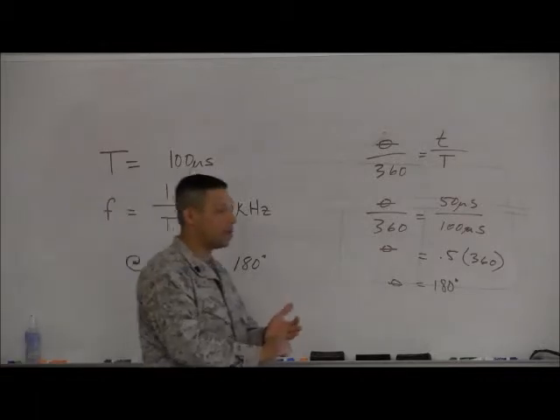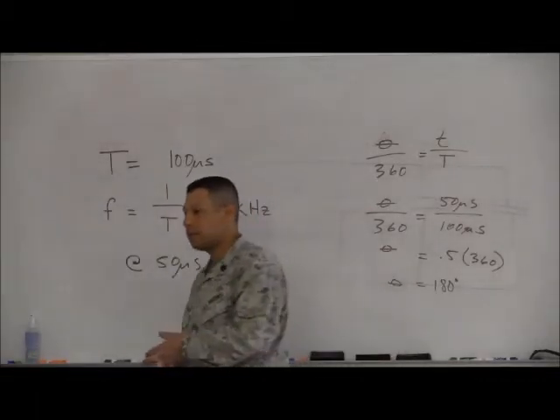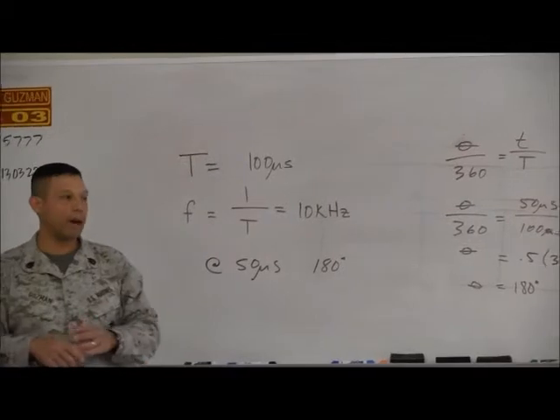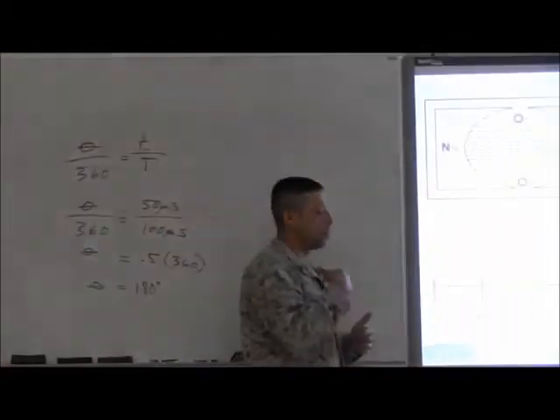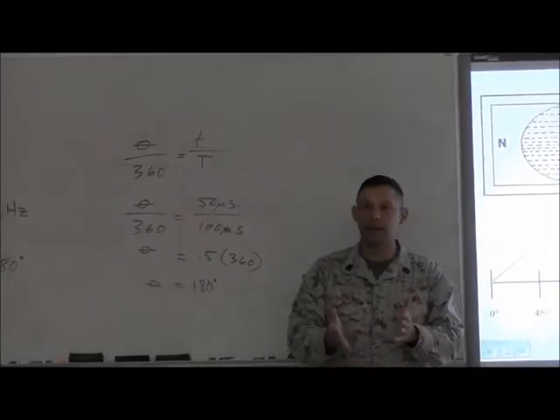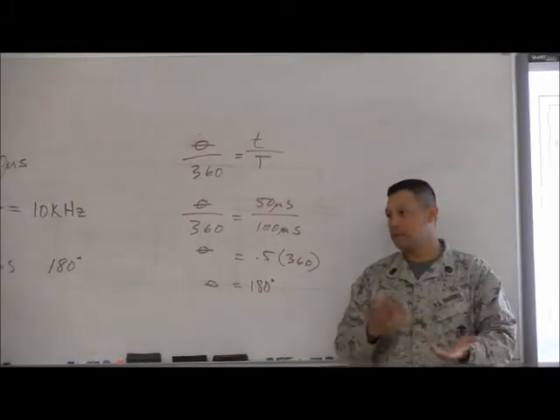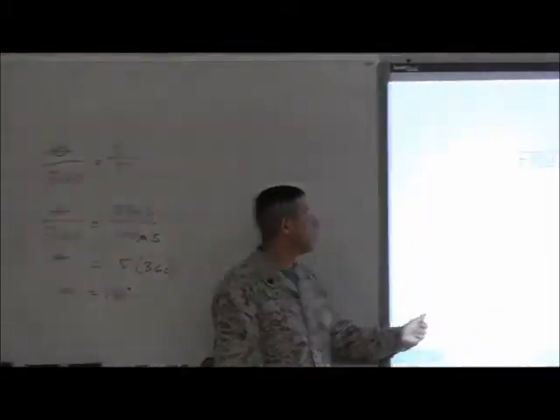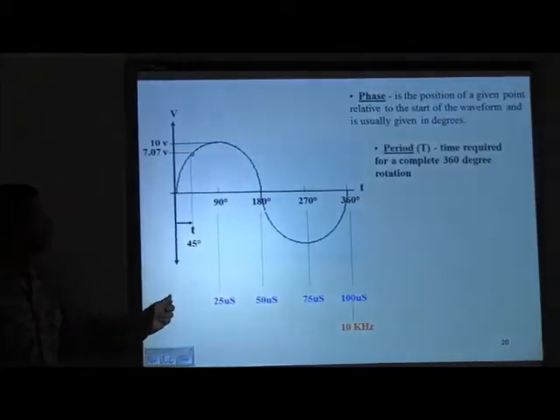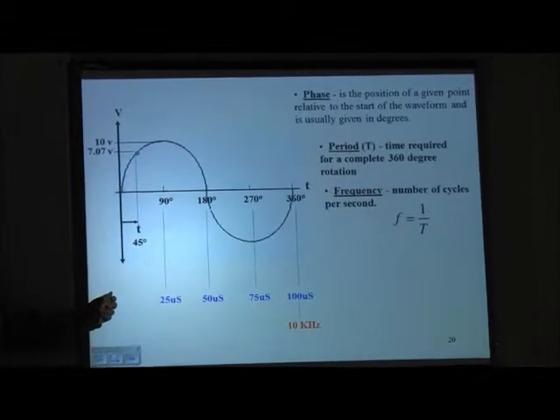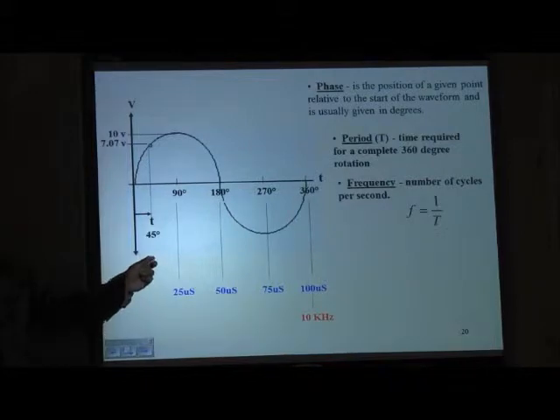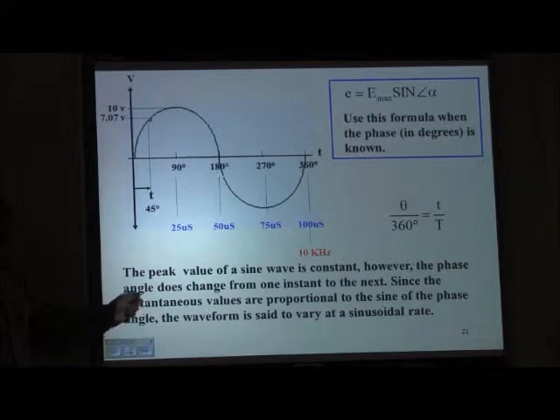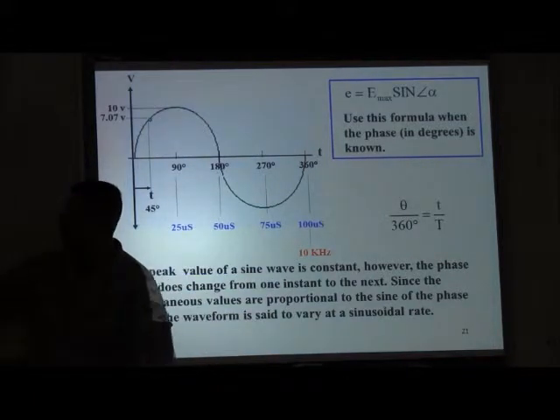So know what period is. If we ask you how much the signal has rotated at a certain time, be able to tell us in degrees what that time is, or what that angle is. All right, this is in your formula sheet, right? I think it says T equals 1 over F. Same? Okay. And this is what I just did on the board.